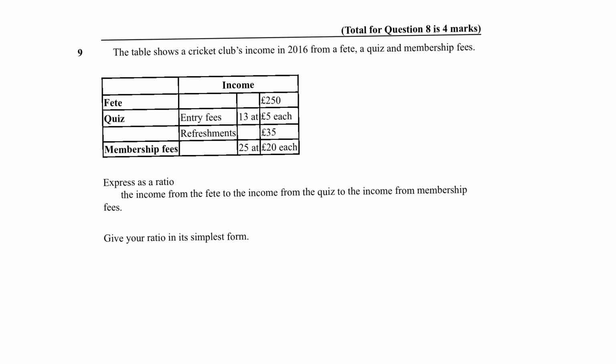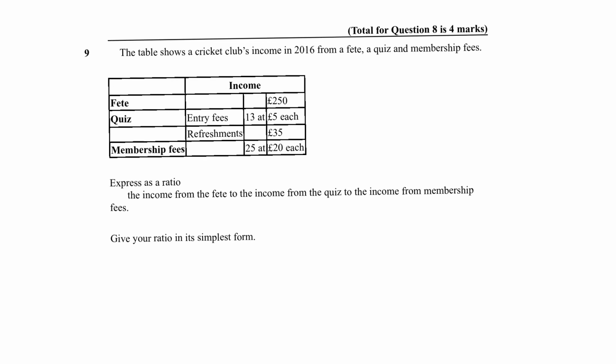So the first ratio it wants us to do is income from the fete. Oh, is it one of those silent T's? The fete to the quiz. So F to Q. And then it wants us to do from Q to M. That's what I'm abbreviating them as. So as you can see, the income at the fete is 250, and for the quiz, entry fees there were 13 at £5 each.